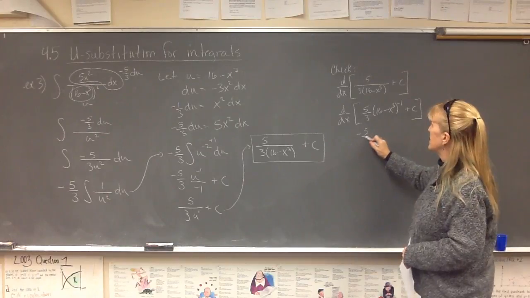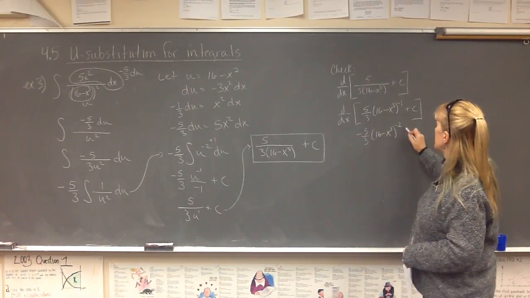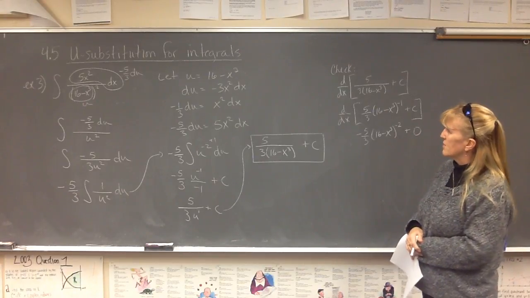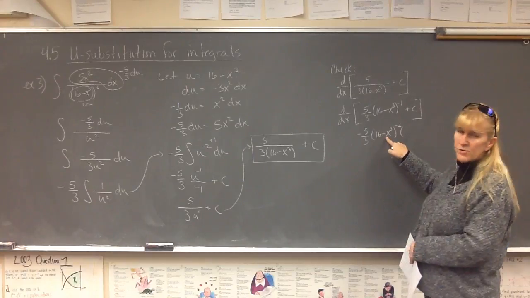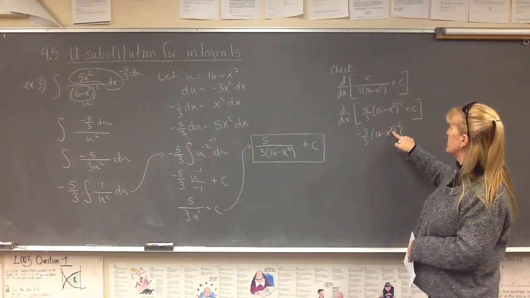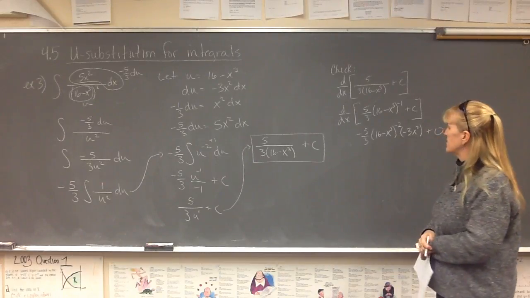So I get negative 5/3, 16 minus x cubed, quantity to the negative 2, plus 0. Oh, wait, I have my chain rule, don't I? What is the derivative of 16 minus x cubed? That's a negative 3x squared, and now plus 0.